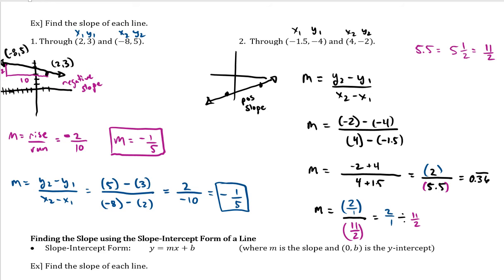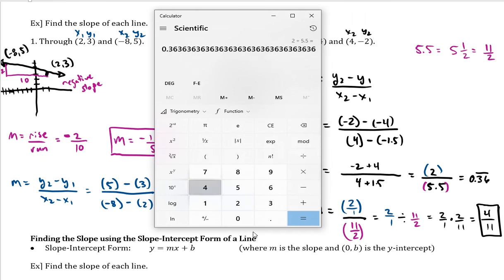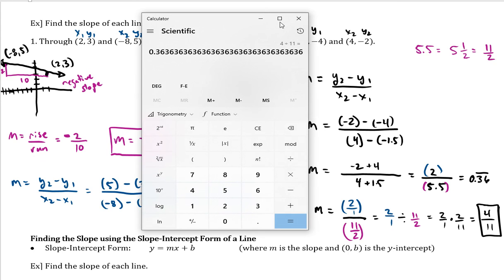And then from there, we could do keep, change, flip. So keep the first fraction, change the division into multiplication, and then flip the second fraction. And then now we can multiply straight across. 2 times 2 is 4. 1 times 11 is 11. So that would be the slope in the form of a fraction. And we could always check, 4 divided by 11 is the same thing as what we just got.